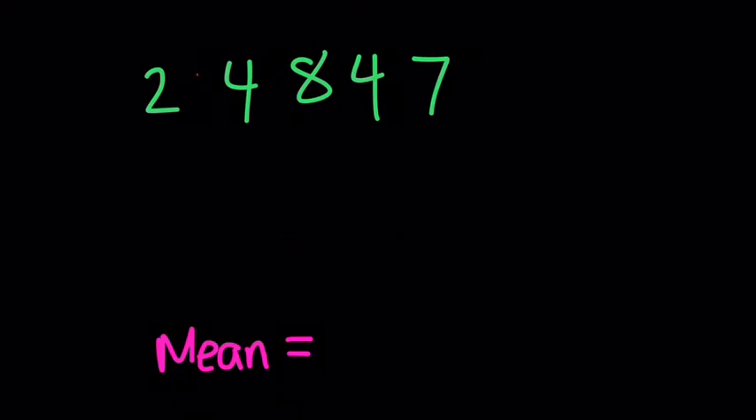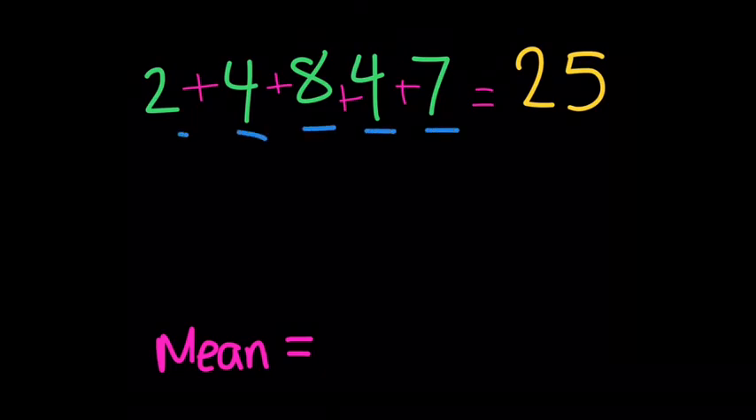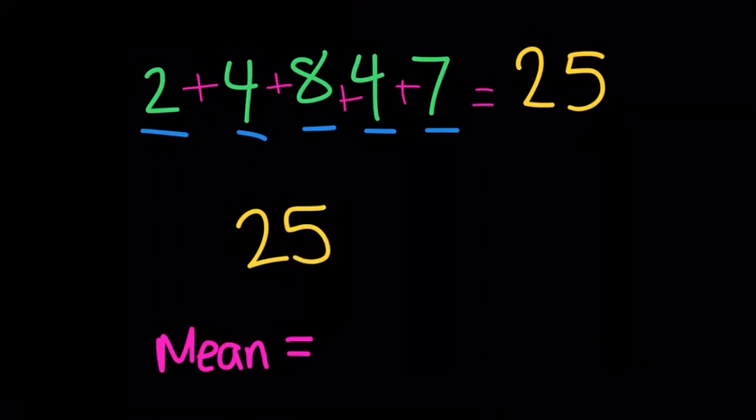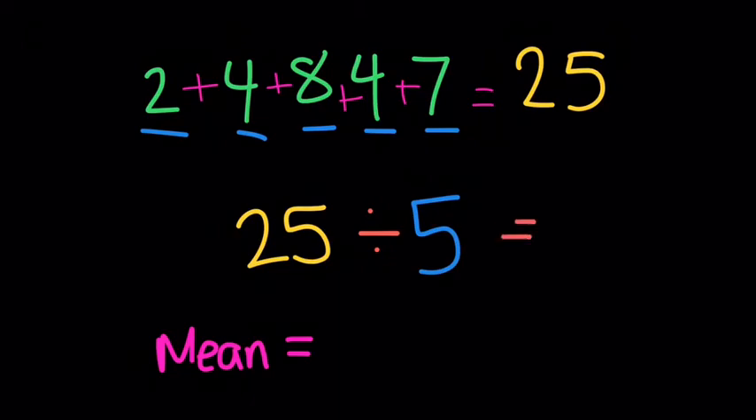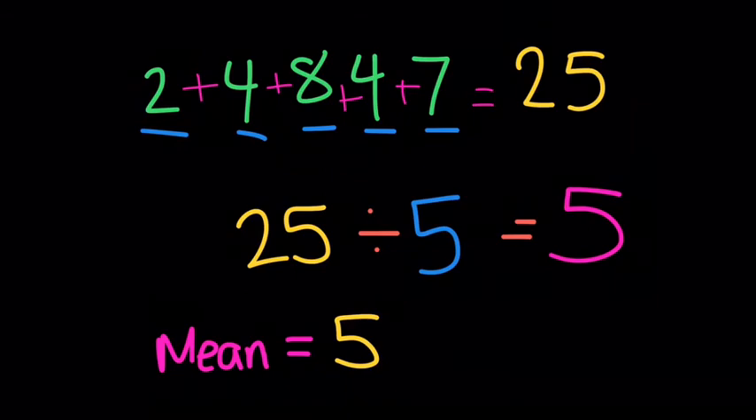Let's do it together. 2 plus 4 plus 8 plus 4 again plus 7 equals a total of 25. Now, because I started off with 1, 2, 3, 4, 5 numbers, I've got to divide 25 by 5. And 25 divided by 5 equals 5. So the mean of this set of numbers, or the average, remember they mean the same thing, is 5. And to be honest, when you look at the set of numbers, the lowest is 2, the highest is 8, there's 2 4s, so yeah, 5 makes sense. It's roughly in the middle of all the numbers.